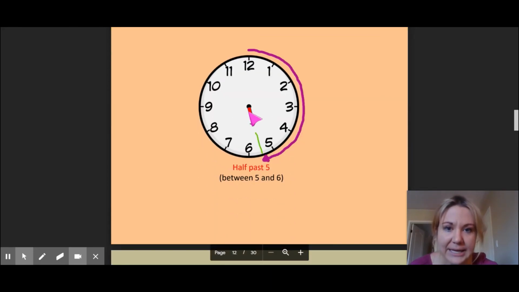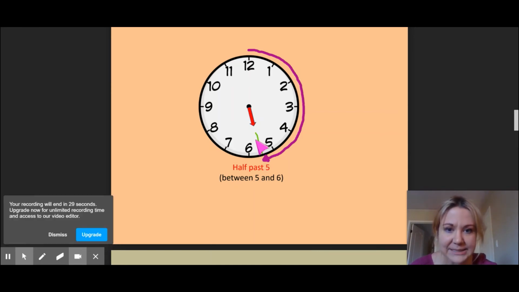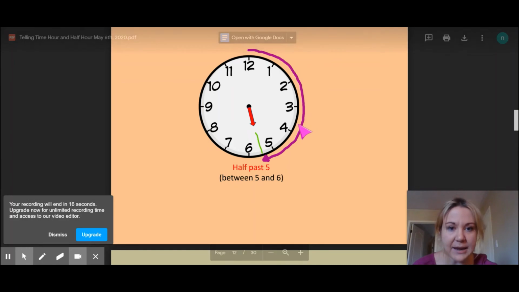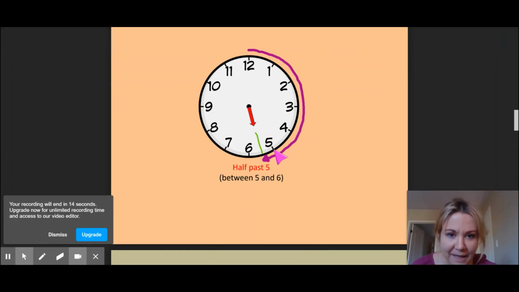Here the hour hand is pointing right between the 5 and the 6. Okay, it's halfway between the 5 and the 6. Okay, so it's half past. Now if we follow the path of the hand, 1, 2, 3, 4, 5, and stop. It hasn't made it to the 6 yet. So it's 5:30.